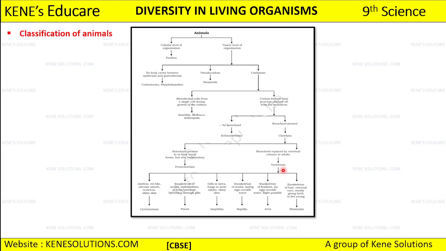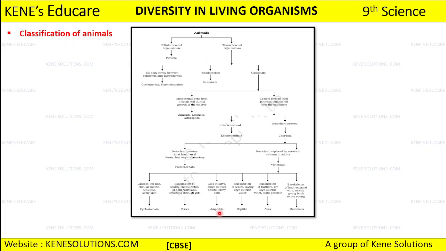Now this Vertebrata is further divided into six classes. We saw the jawless, eel-like, circular-mouthed, scaleless animals, all included under Cyclostomata. Pisces includes animals with an exoskeleton of scales, with a skeleton of bone and cartilage, breathing through gills. After that we have Amphibia. Amphibia has gills in the larvae, lungs in most adults, and slimy skin. So this is the Amphibia group.